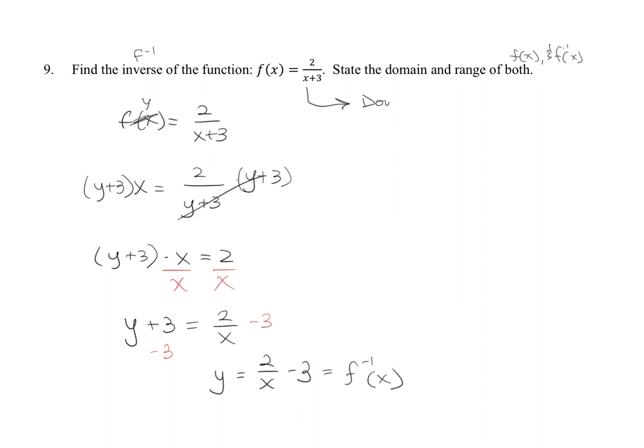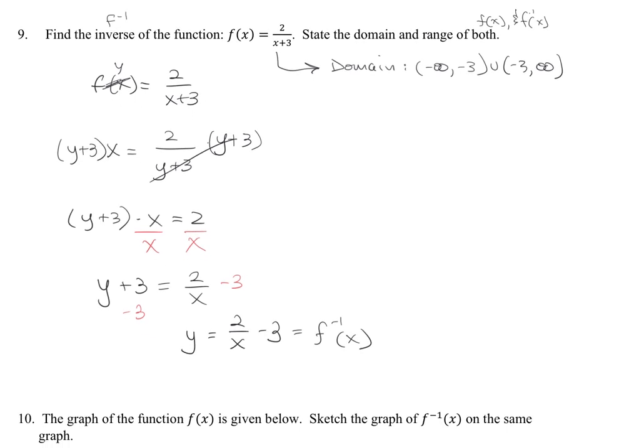Now from the original function, we're excluding negative 3 from the domain, so the domain is going to be from negative infinity to negative 3, and from negative 3 to positive infinity. Now from the inverse down here, x cannot equal 0, so 0 is excluded from the domain, so that's negative infinity to 0, and 0 to infinity. So now, the domain of f of x becomes the range of the inverse, and the domain of the inverse becomes the range of the original function f of x.